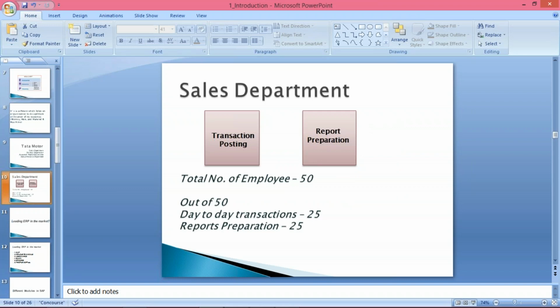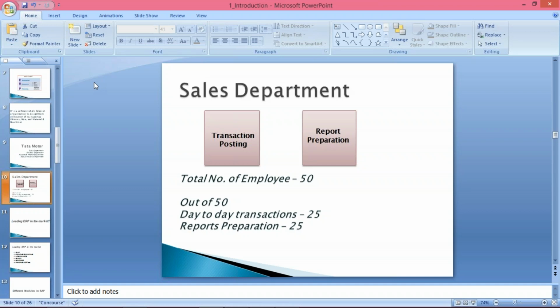Now, in the sales department, just assume what used to happen 30 years back, or 40 years back, when computers were not much prevalent in the market. As I said, 30, 40 or 50 years back, organizations used to maintain books or registers. So in companies also, they used to maintain several different kinds of registers.